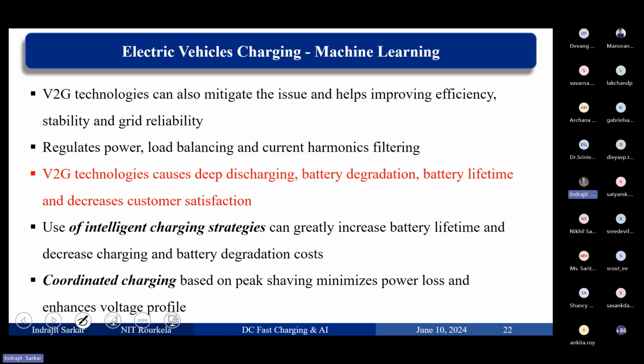It is like you have a battery and you are supplying active power to the grid. It will help regulate power, load balancing, current harmonic filtering. Then V2G technology causes deep discharging, battery degradation, reduced battery lifetime, and decreased customer satisfaction, as I was mentioning. So use of intelligent charging strategies, how to make it intelligent, machine learning can implement it, and coordinated charging. These two we should implement, since the number of EVs are increasing day by day.